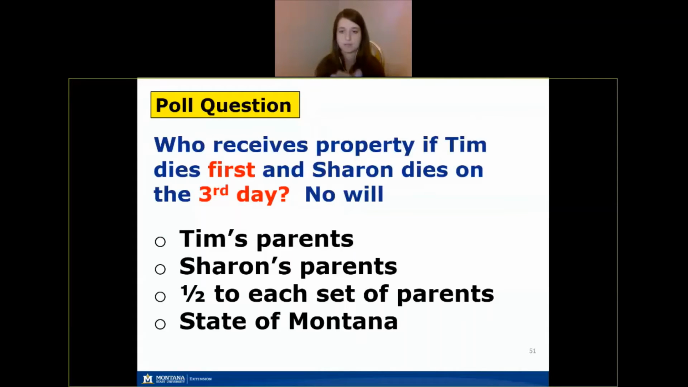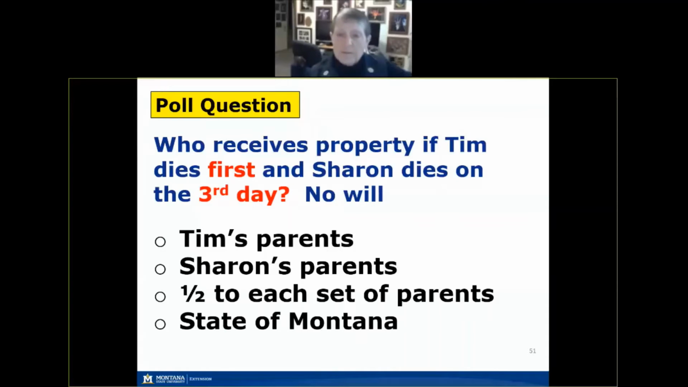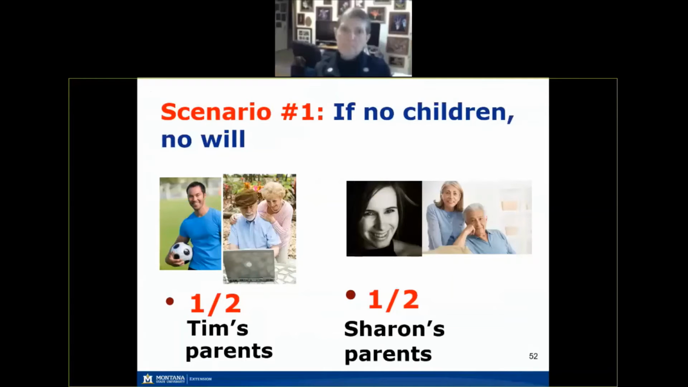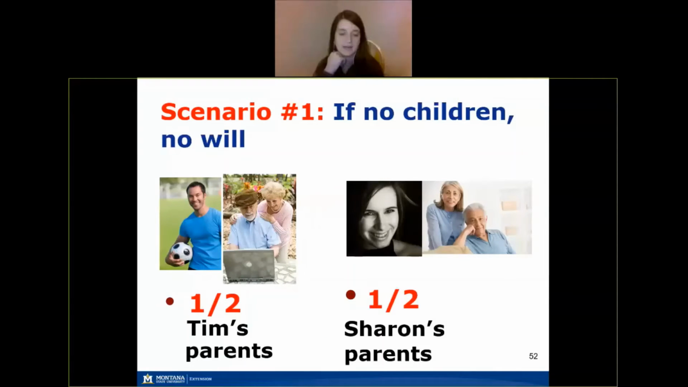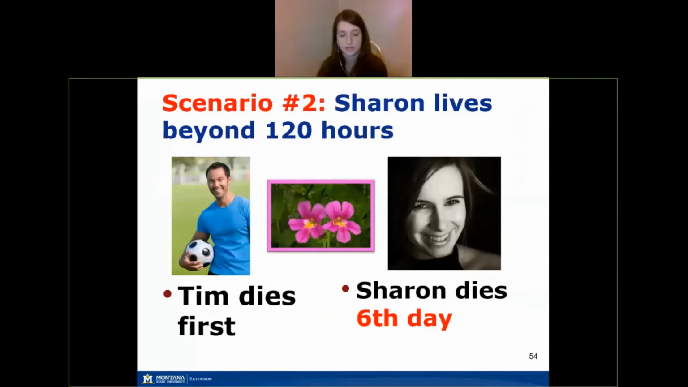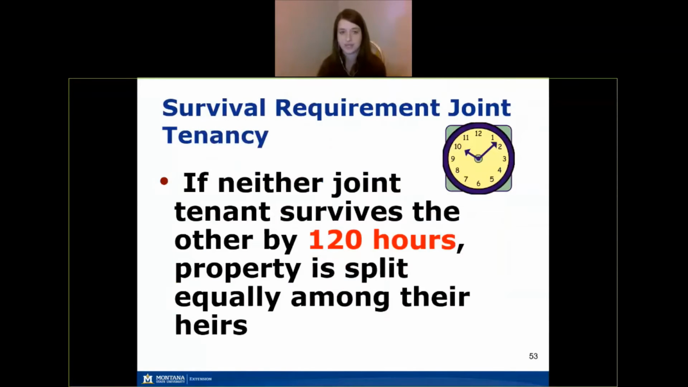That's true, because if you were in Kansas, you would be right, but you're not. You're under Montana law. We had 14% of people who got this one right. Half of it goes to Tim's parents and half goes to Sharon's parents. This has to do with the amount of time between when Tim passed away and when Sharon passed away. If neither joint tenant survives the other by 120 hours, then the property is split equally among their heirs. So in Montana, if two joint tenants die within 120 hours of each other, they consider it as if they had passed away at the same time.